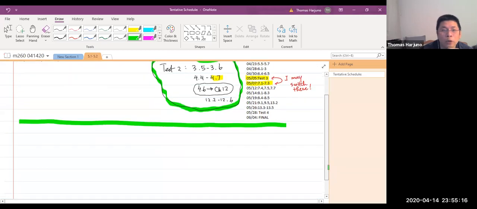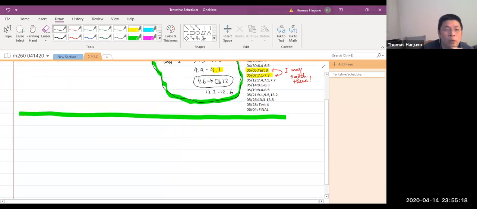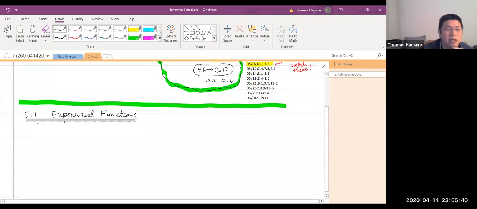What is 5.1? 5.1 is on exponential function. Basic exponential functions.